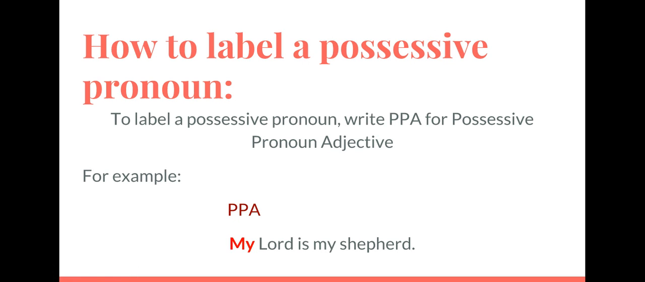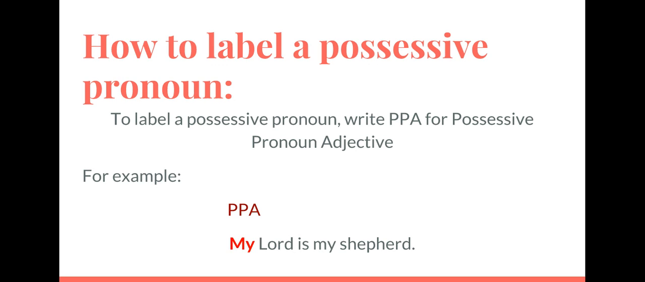How to label a possessive pronoun. To label a possessive pronoun, write PPA for possessive pronoun adjective. Possessive pronouns work like adjectives. They're describing what kind, which one, or how many. So really it's which one. It's the one belonging to someone. So we mark it with PPA.